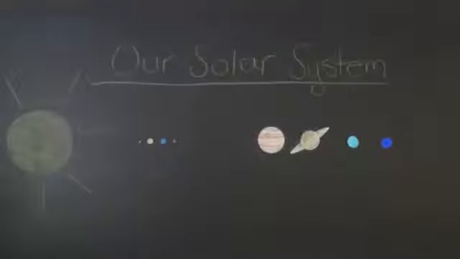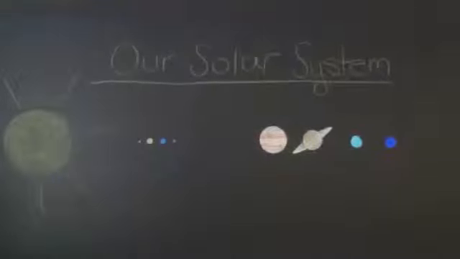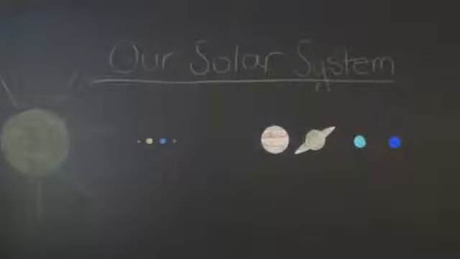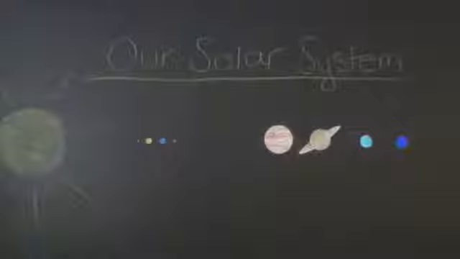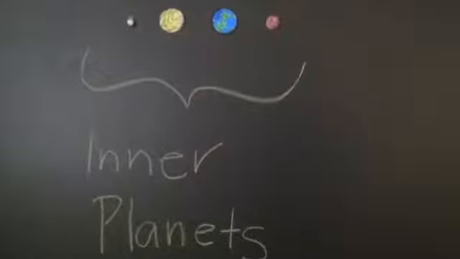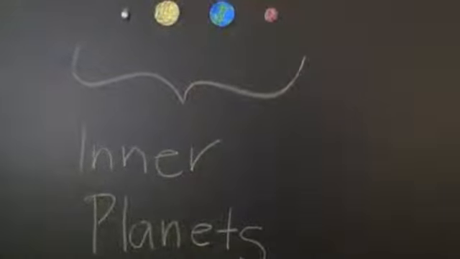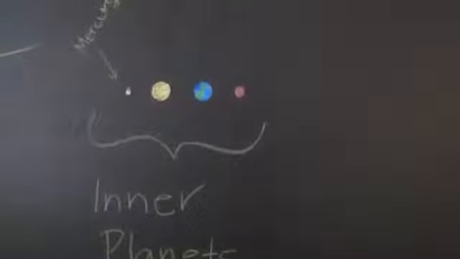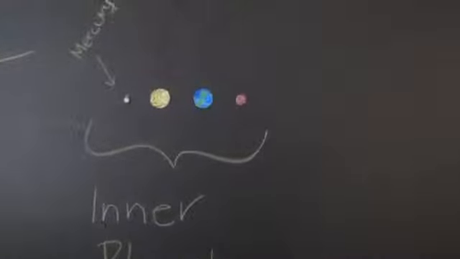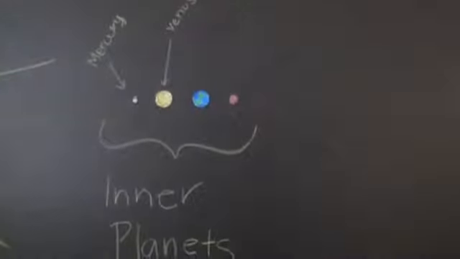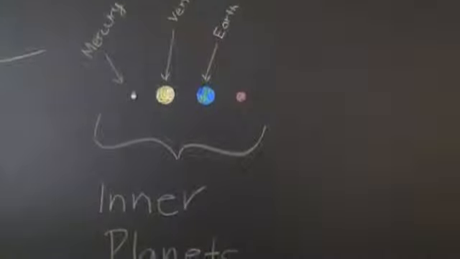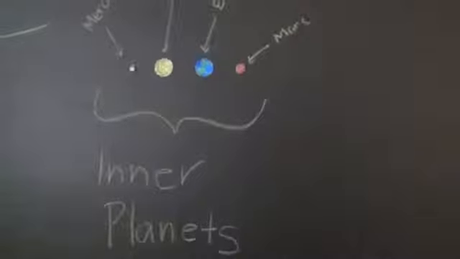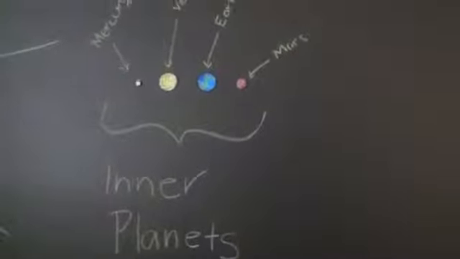Our solar system is made up of 8 planets that go around the sun. They are separated into 2 groups, inner and outer planets. There are 4 inner planets: Mercury, Venus, Earth, our home planet, and Mars.